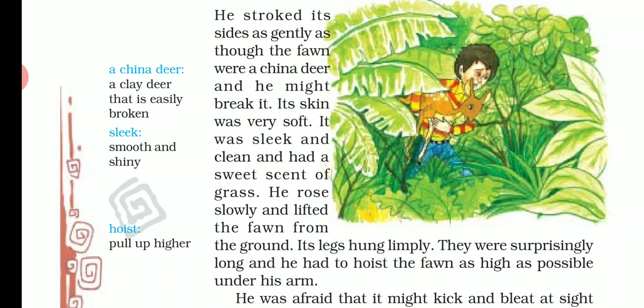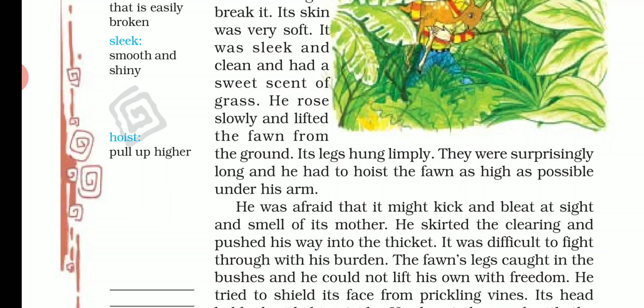They were surprisingly long and he had to hoist the Fawn as high as possible under his arm. Though the Fawn's legs were quite long, Jody had to hold him as high as possible under his arms. So you can say the legs of the Fawn were long, so Jody was holding the Fawn high so that he could easily move. He was afraid that it might kick and bleed at the sight and smell of its mother.